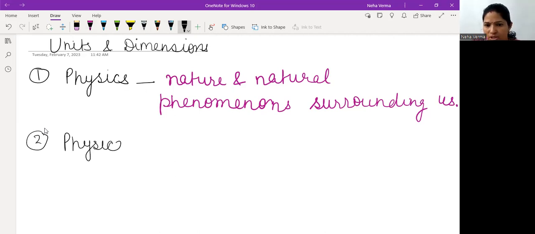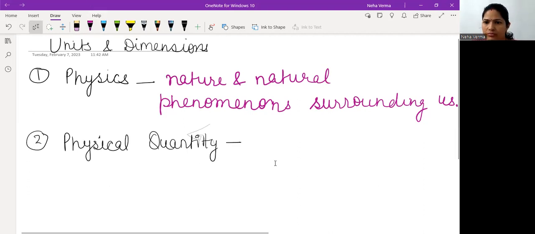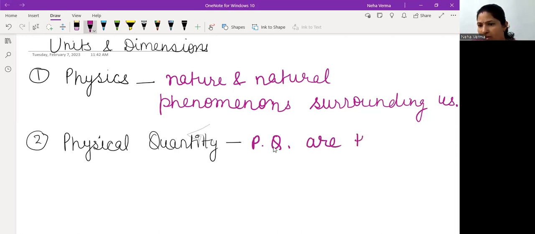Now the term comes physical quantity. What are physical quantities? Physical quantities, or we can write here like PQ. Physical quantities are the quantities, obviously these are quantities that have any quantitative value. So physical quantities are the quantities that can be measured.